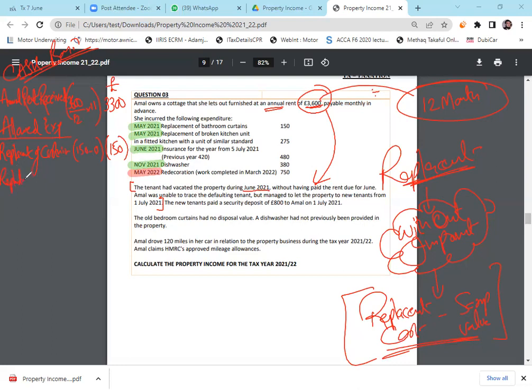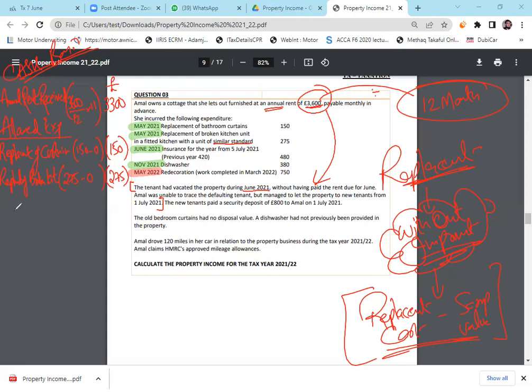Then replacement of broken kitchen units with similar standard, right or wrong? Right. Okay. Is it 275? Is it without improvement? Yes, same unit means without improvement. Any scrap value is given? No scrap value.